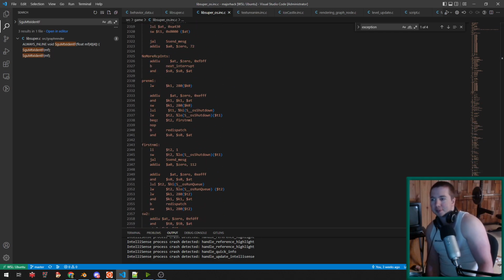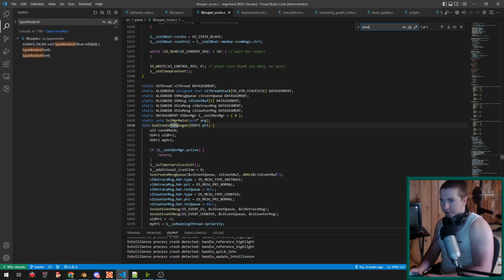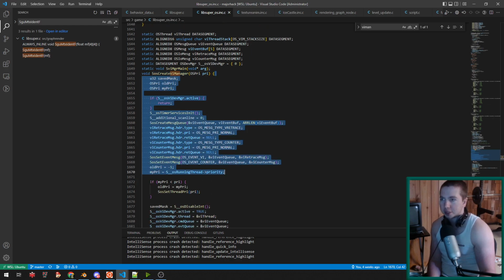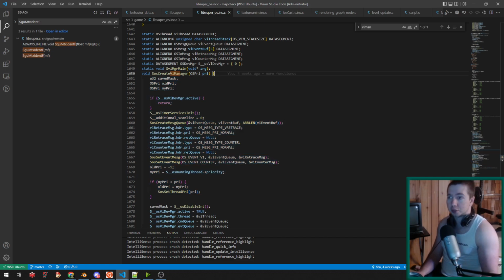But yeah, another cool thing is the VI manager. Having the VI manager in our own code here means we can nativize some Mario 64 functionality with it. Of course, also very cool.